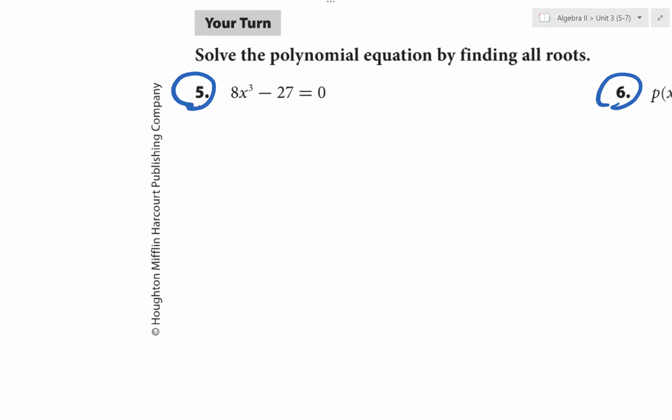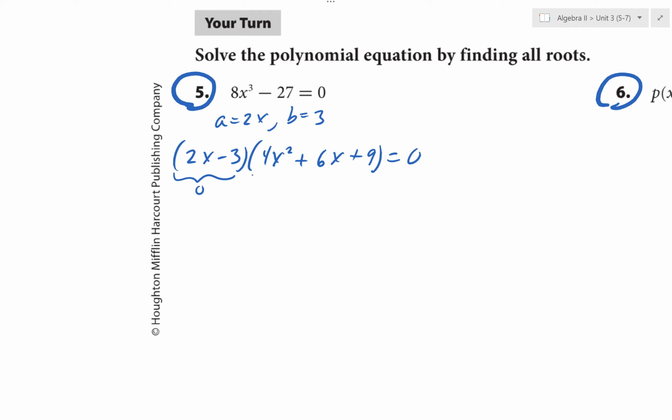Okay, so for number 5, first we want to recognize that this is a difference of cubes with a equals 2x and b equals 3. So when we factor that, we get 2x minus 3 times 4x squared plus 6x plus 9 equals 0. And so then we want to take each of those factors and set them equal to 0. So 2x minus 3 equals 0 when x equals 3 halves. So we just found one real solution.